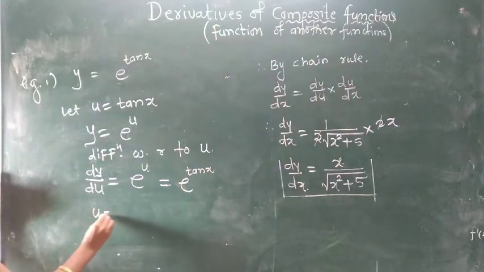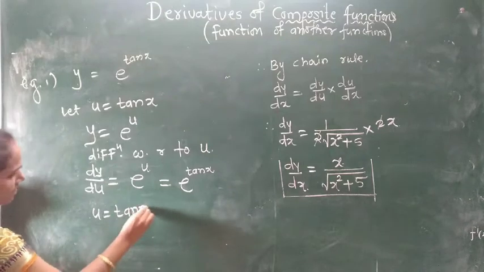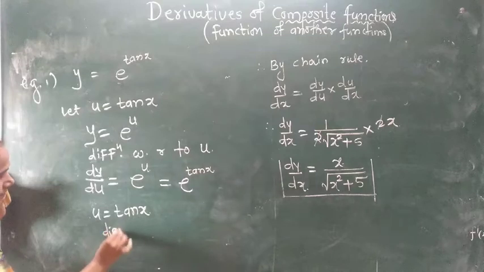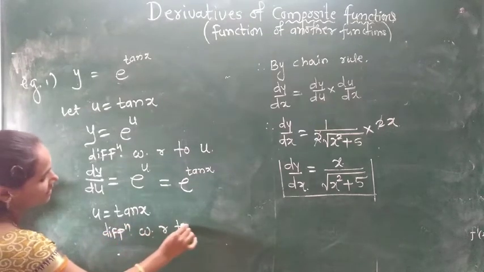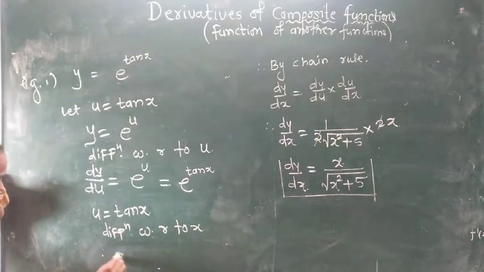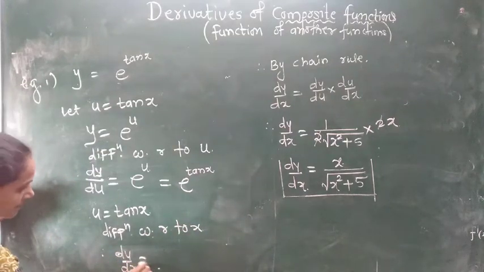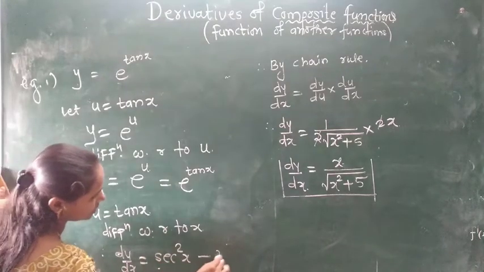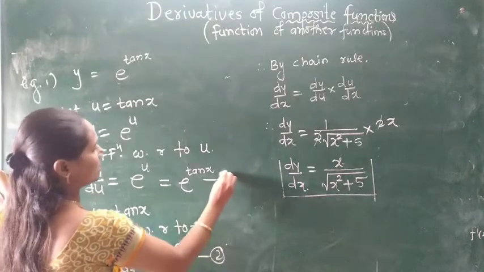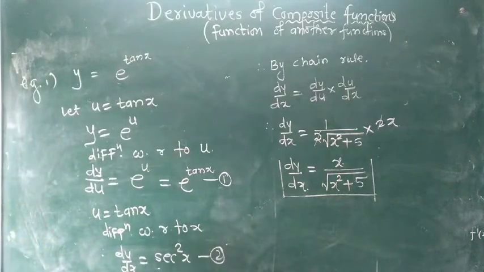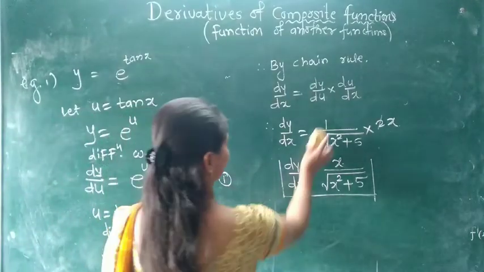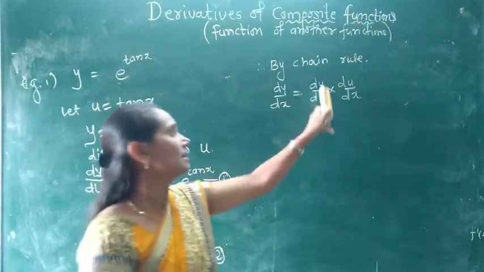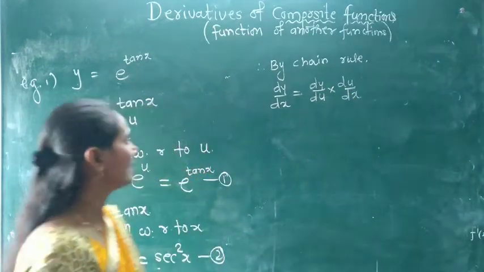Now u is equal to tan x, and this u is a function of x, so differentiate with respect to x. Therefore du upon dx is equal to the derivative of tan x, which is sec square x. Call this equation number 2 and the earlier one equation number 1. So from 1 and 2, by chain rule, dy upon dx is equal to dy upon du into du upon dx.